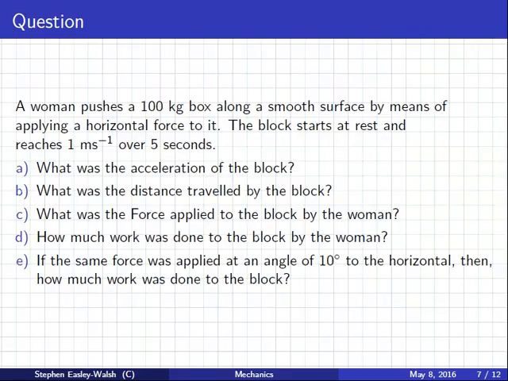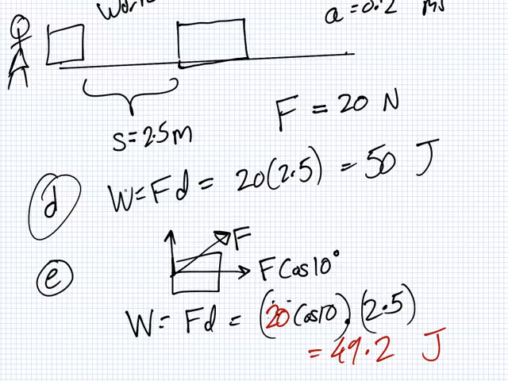But why is the box not horizontal? Yeah, she says 10 degrees to the horizontal, so this here is 10. What's the answer for the 49? 49.2. So if we push the box with an angle, we'll use less.